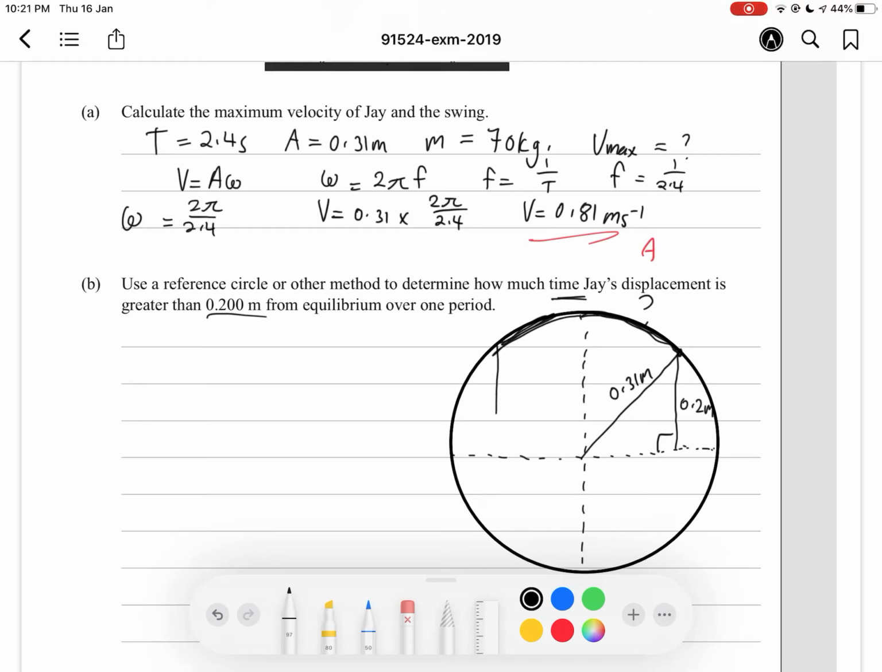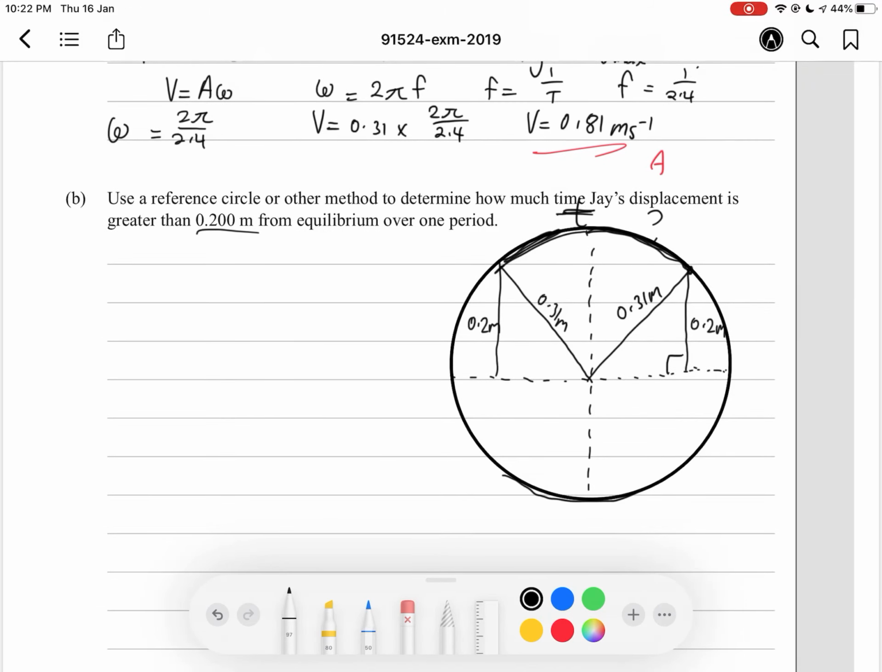So here we're going to have the exact same triangle. This is 0.31 meters, this is 0.2 meters. So we're trying to find this time, and it's going to occur at the bottom as well. So we're going to try to find this time as well, so time 1 plus time 2. And these two times are going to be the same because these two halves of the circle are symmetrical.